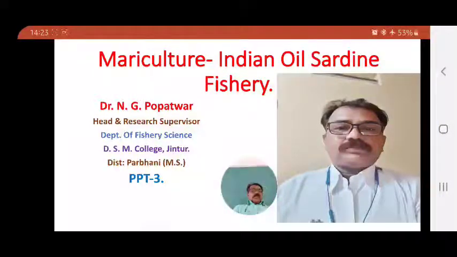These sardines grow to 155 to 170 mm in the first year. In the second year they grow up to 190 mm, and in the third year they grow up to 220 to 229 mm in length. Then the next important study point is the maturity stages.